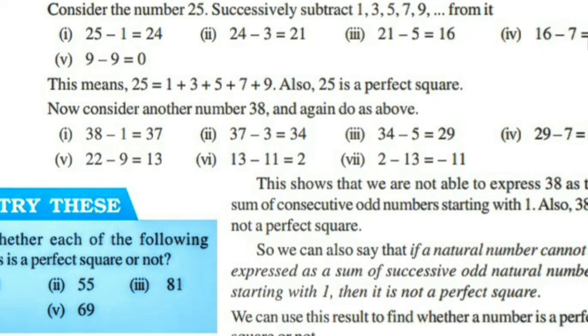Now 16 minus 7 equal to 9. Now we will subtract 9 from 9. So 9 minus 9 equal to 0. So at last we are getting the answer 0. This means that 25 equal to 1 plus 3 plus 5 plus 7 plus 9. All this we will add.